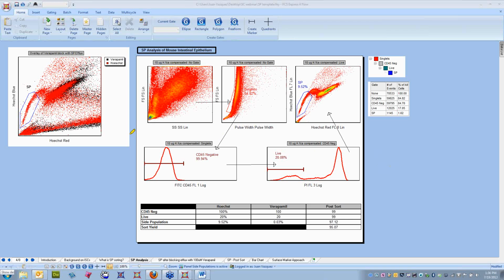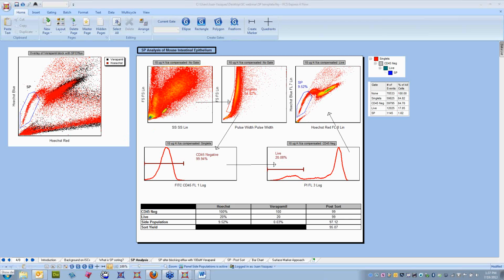And what that allows us to do is also have a technique that could carry over to human in the future. What we're looking at on the very left-hand side is that first side population plot overlaid with a verapamil. And now what we'll do is walk through the gate logic. So we start out with this prep that's very heterogeneous.